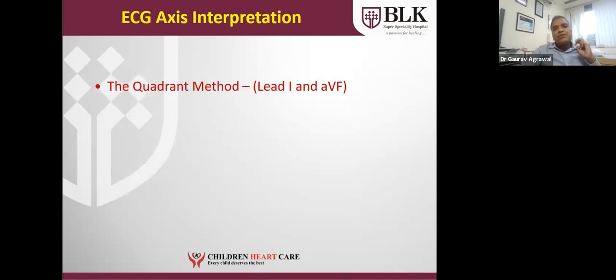For axis interpretation, I generally use the quadrant method. There are other methods also, but I feel this is the easiest method to assess the axis. For this, we have to take lead 1 and AVF.